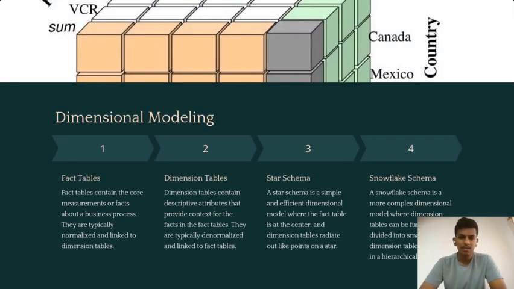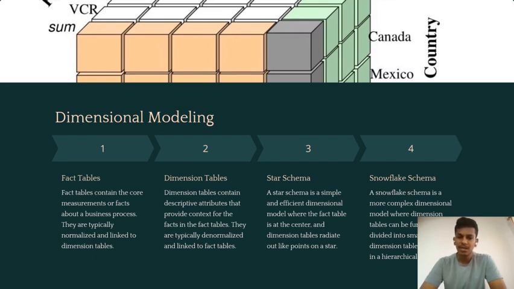Dimensional modeling. Fact tables contain the core measurements or facts about a business process. They are typically normalized and linked to dimension tables. Dimension tables contain descriptive attributes that provide context for the facts in the fact table. They are typically denormalized and linked to fact tables.